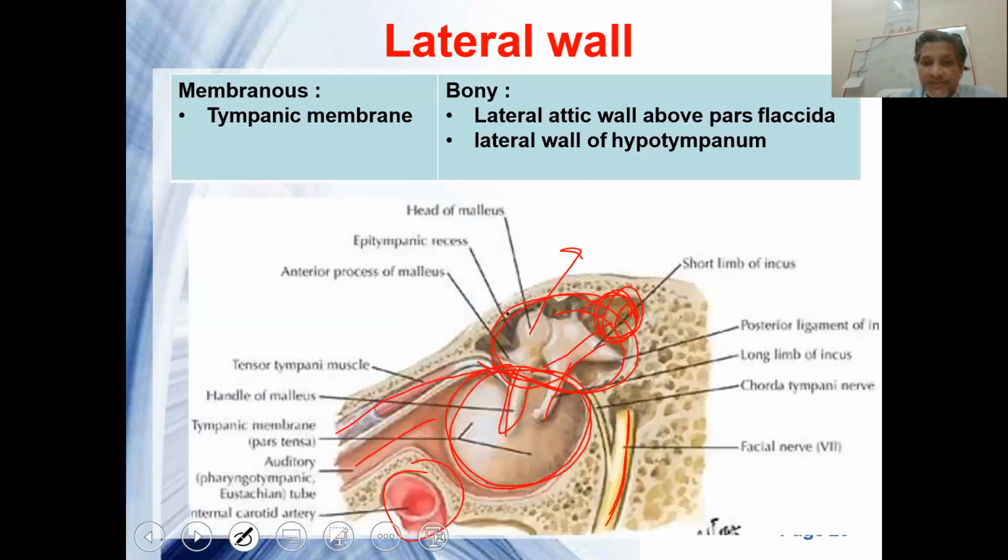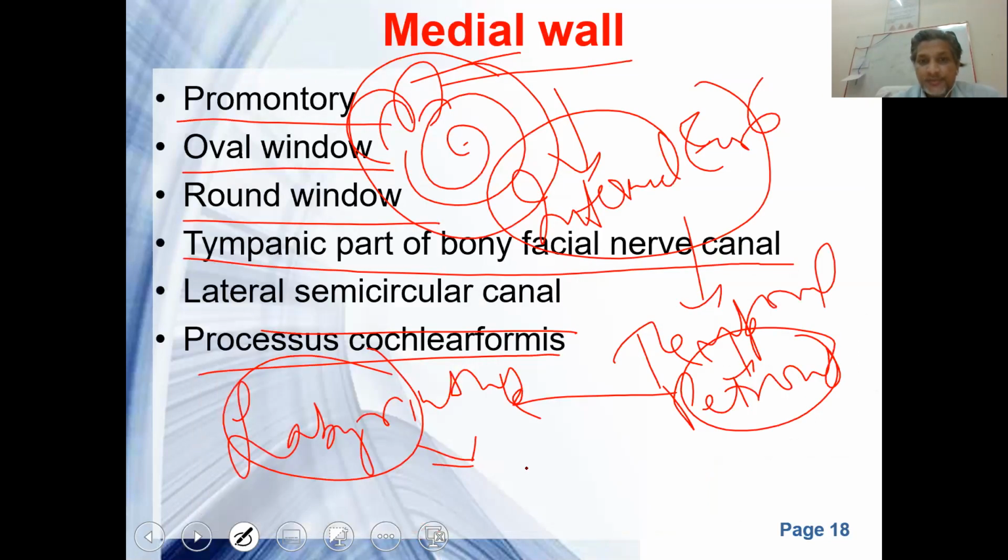The stapes is attached to the incus here. This is called the incudostapedial joint. The stapes footplate, stapes footplate.